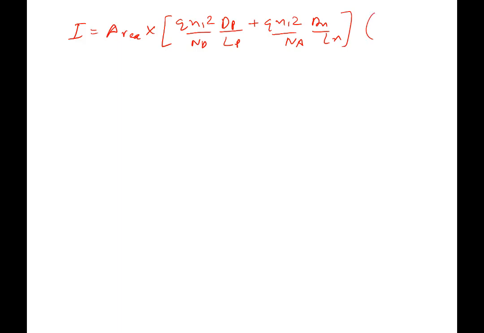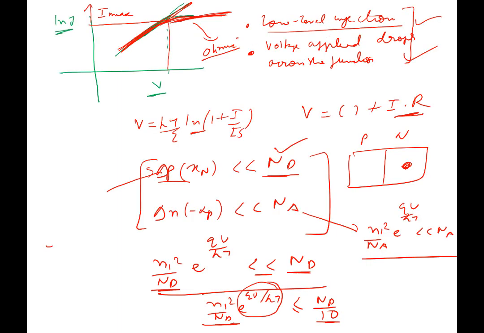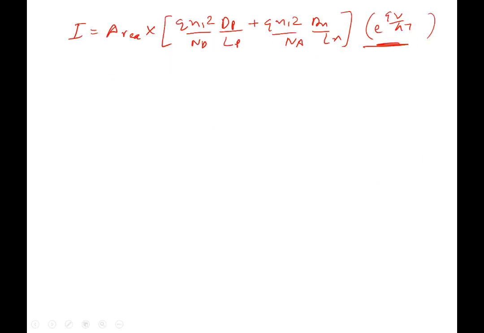Now here is where we had e to the power qv over kt minus 1. We determined e to the power qv over kt from this condition, so you go ahead and substitute this value and you will get an expression for the maximum current up to which you can operate your PN junction. If you try to operate it beyond that, it will start entering into the ohmic region, and that's not good for you.